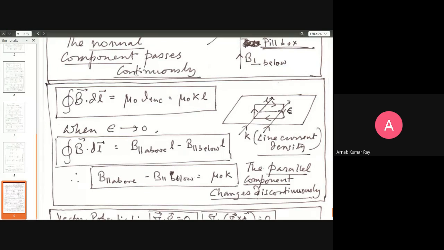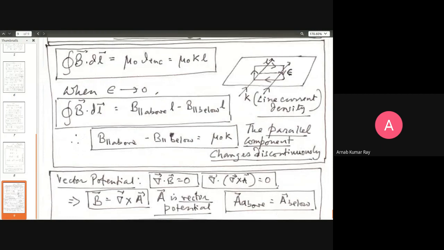And what is B dot dl loop integral? Mu naught into KL. So mu naught into KL is equal to this thing. The L here, the L here, and the L here will cancel. And you will have B parallel above minus B parallel below is equal to mu naught into K. And so the parallel component changes discontinuously.